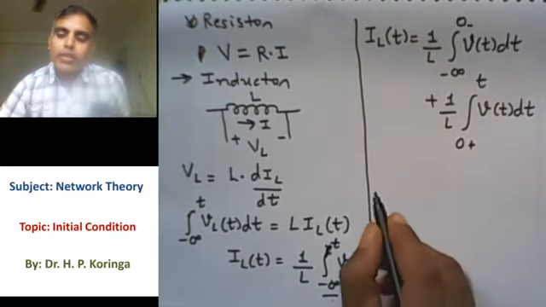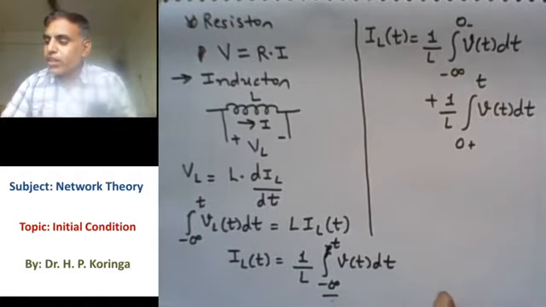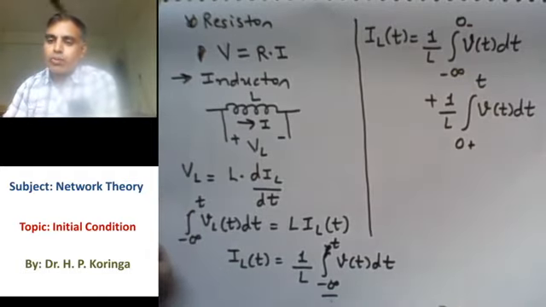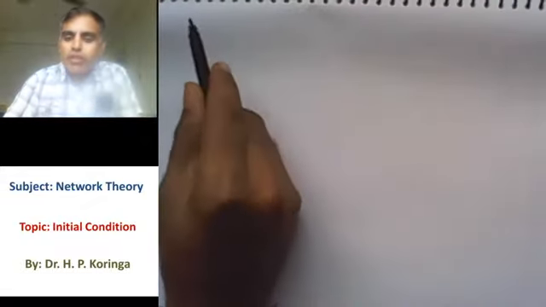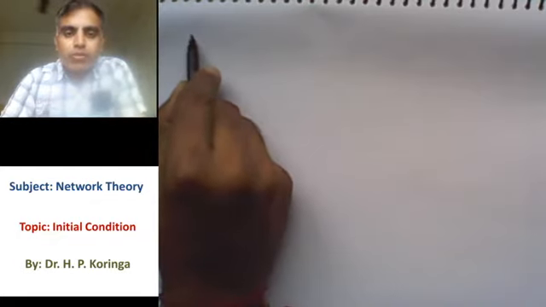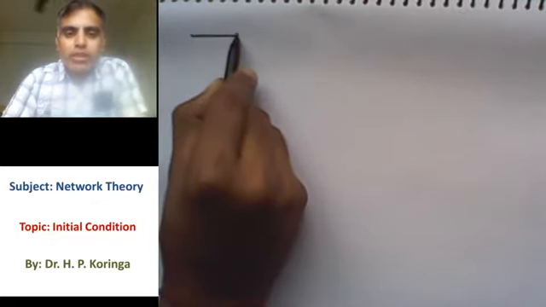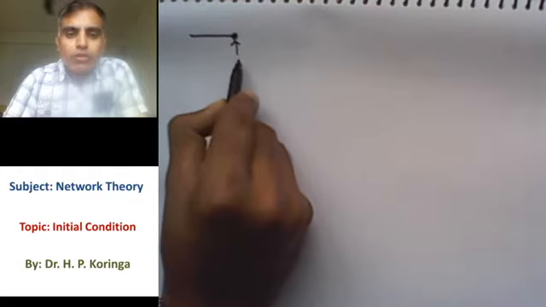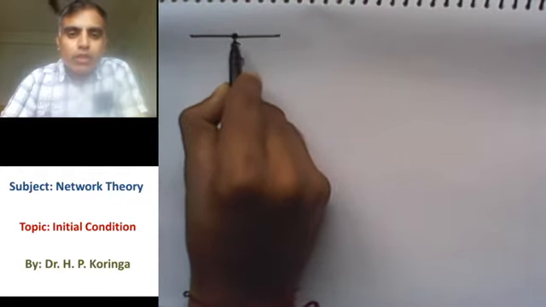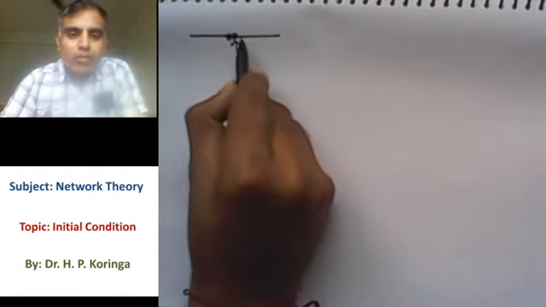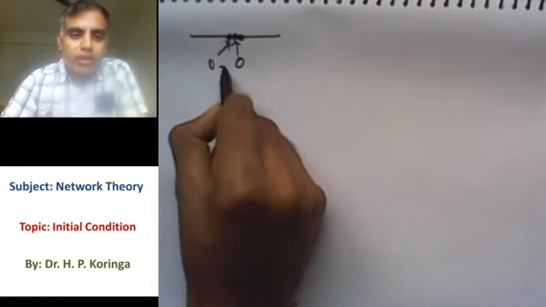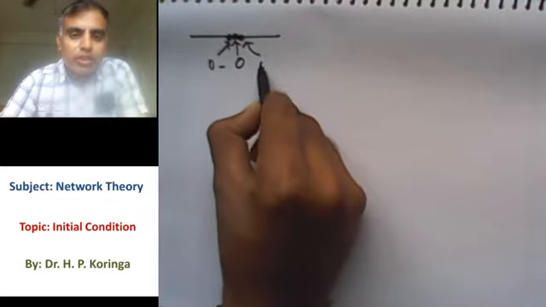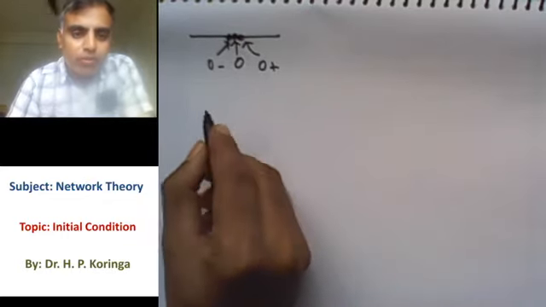Before starting, let's understand what 0 plus and 0 minus are. 0 plus is the time just after switching, and 0 minus is the time before switching. If this is the point of 0, this is the point for 0 minus and this is the point for 0 plus, before and after switching.